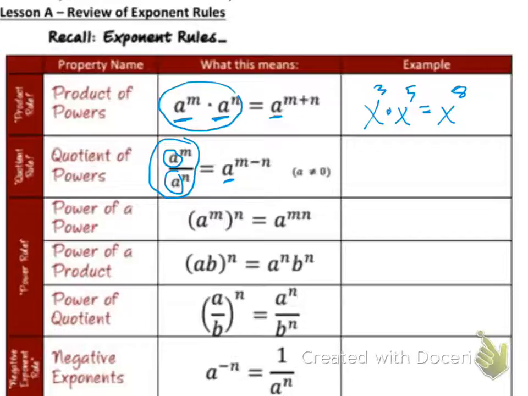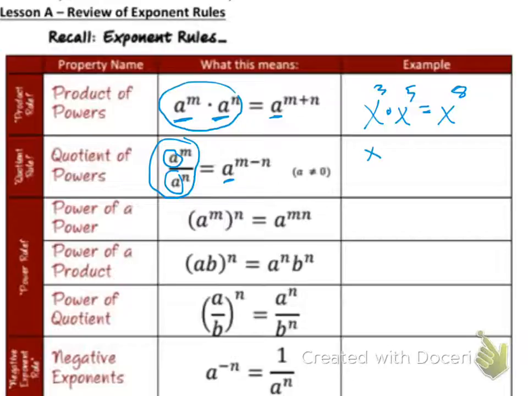When you divide them, you subtract the exponents. When you multiply them, you add the exponents. Seems like multiplication and addition go together in exponents, and they do. And then division and subtraction go together when it comes to exponents, and they do. And that's a nice sensical rule. We all like this one, I think.